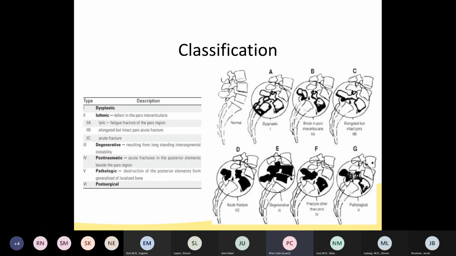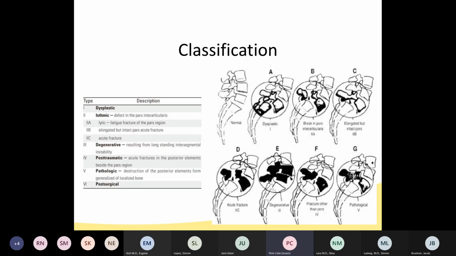So an isthmic spondylolisthesis is really any defect in the pars, which then results in a translation of that same vertebral body. So that can be a dysplastic pars. There can be a spondylolysis or a break in the pars. There can be an elongation of an intact pars, or even an acute fracture. But really, any disruption of that pars, or that part of the posterior elements between the superior and inferior facets, is going to be an isthmic type spondylolisthesis.